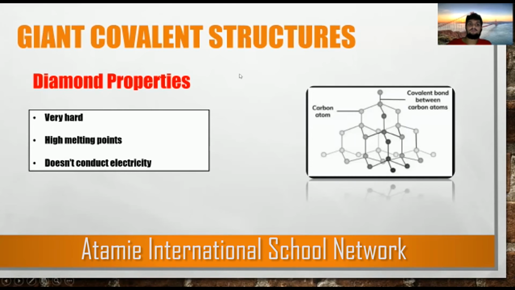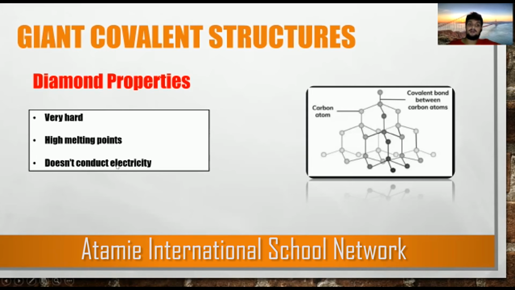Next, we are going to learn about giant covalent structures. One of the giant covalent structures is diamond, which we use in jewelry and so on. Now this is the structure of diamond. You can see that all these balls they have given are carbon atoms. Each carbon atom is covalently bonded to 4 other carbon atoms, and there is no carbon atom that is not bonded. So there are no free electrons.